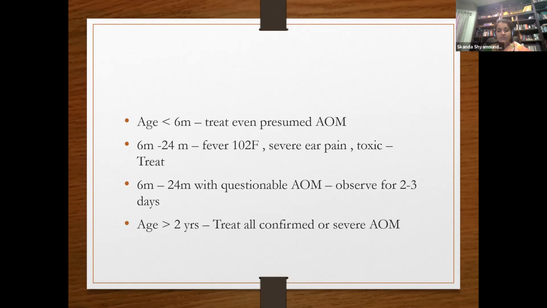A child with age more than 2 years, only if it is a case of severe acute otitis media or if it is clinically confirmed, if you are able to see the TM, you're able to see an effusion or if there is pus coming out or if the TM is red, then you're going to start antibiotics.